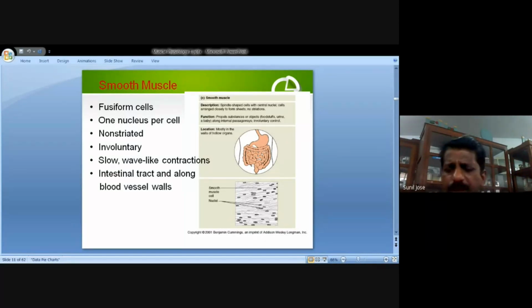Because the stomach and similar organs work slowly, with a wave-like pattern of contraction. Taking the esophagus, for example, there is a wave-like pattern of contraction which we call peristalsis. Peristalsis. So in smooth muscle, there is a very slow wave-like pattern of contraction which we call peristalsis, and these smooth muscles are mainly present on the walls of the stomach, intestine, and blood vessels.